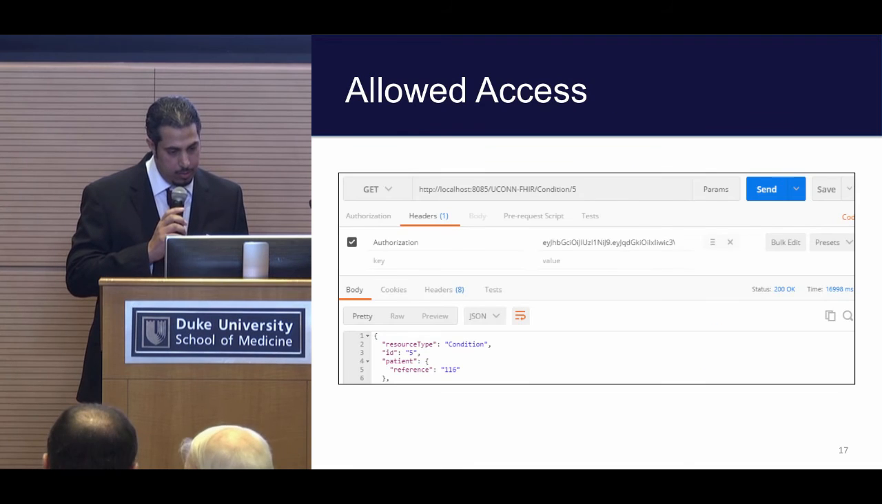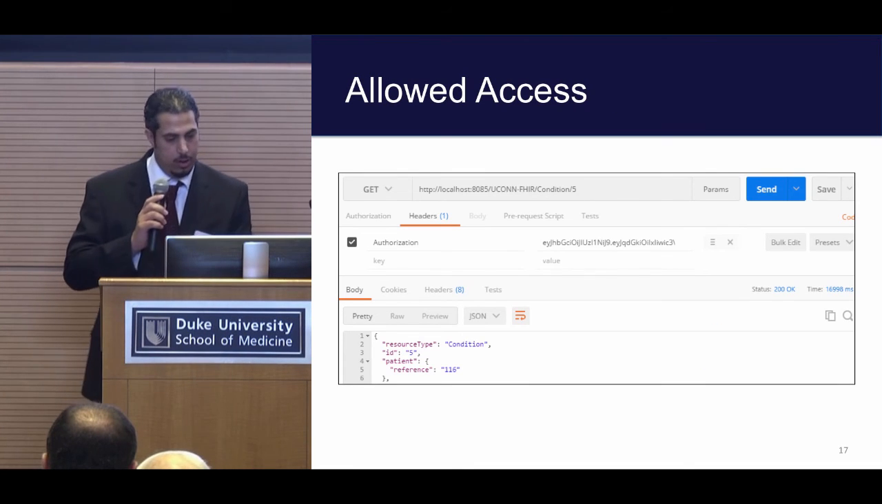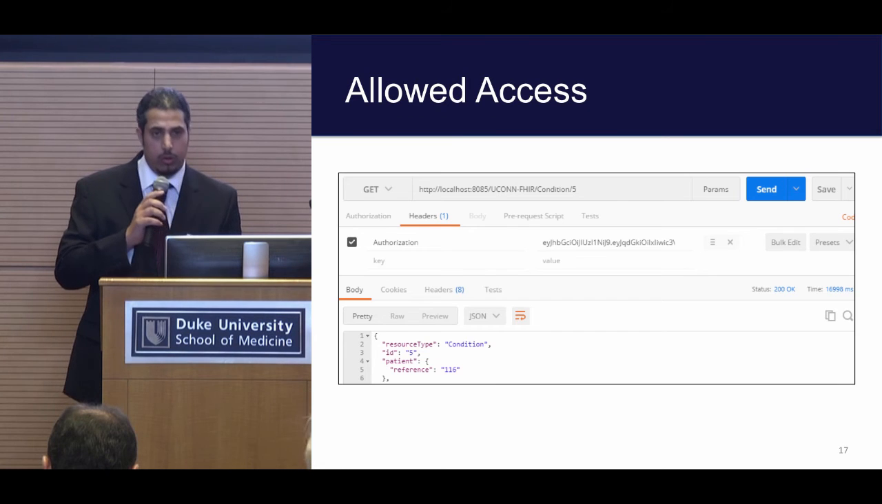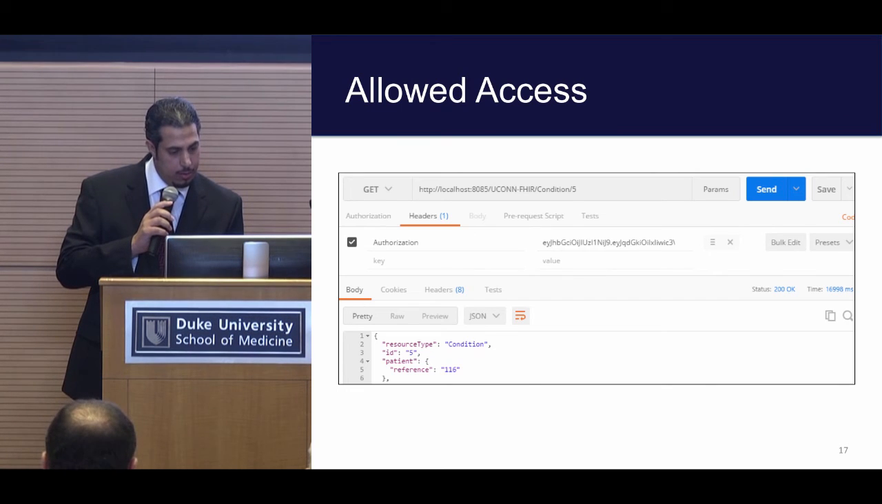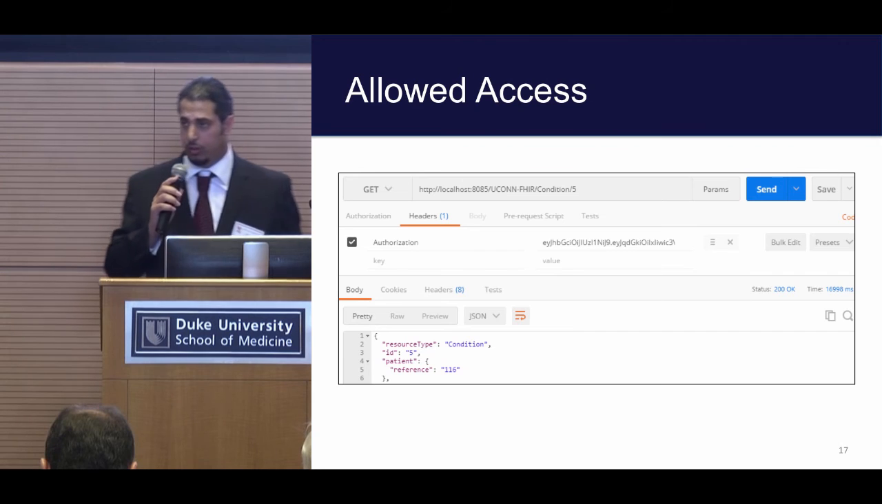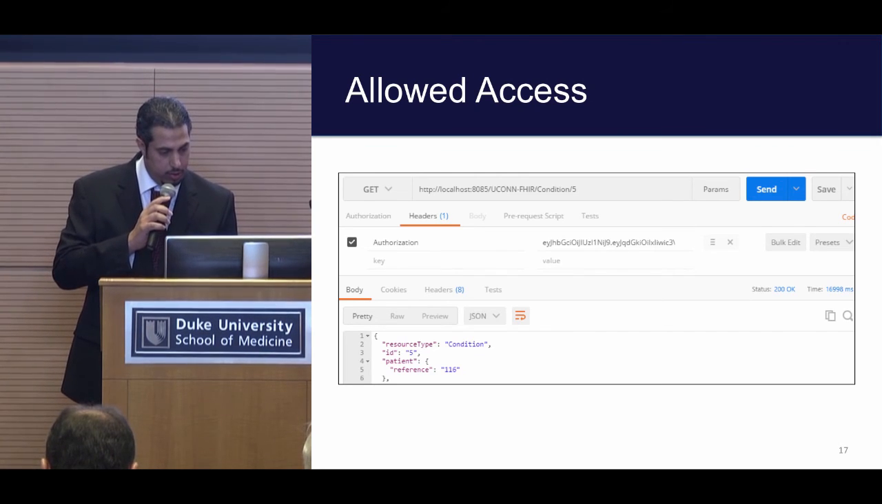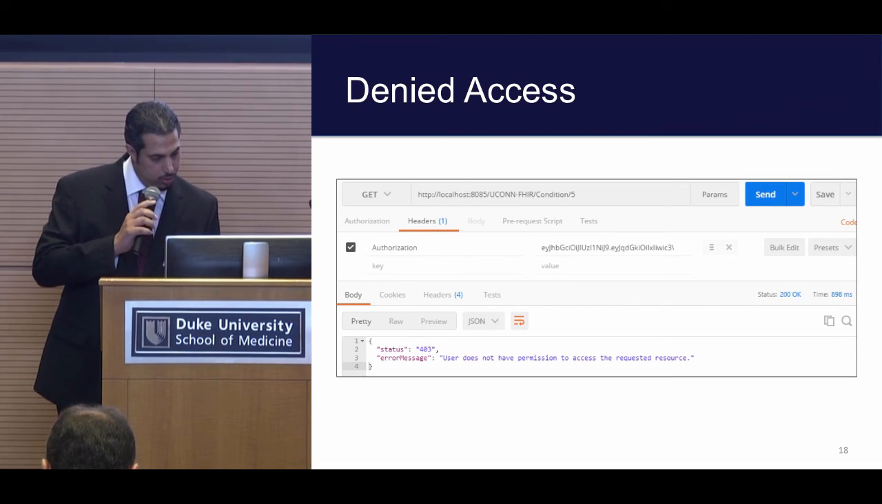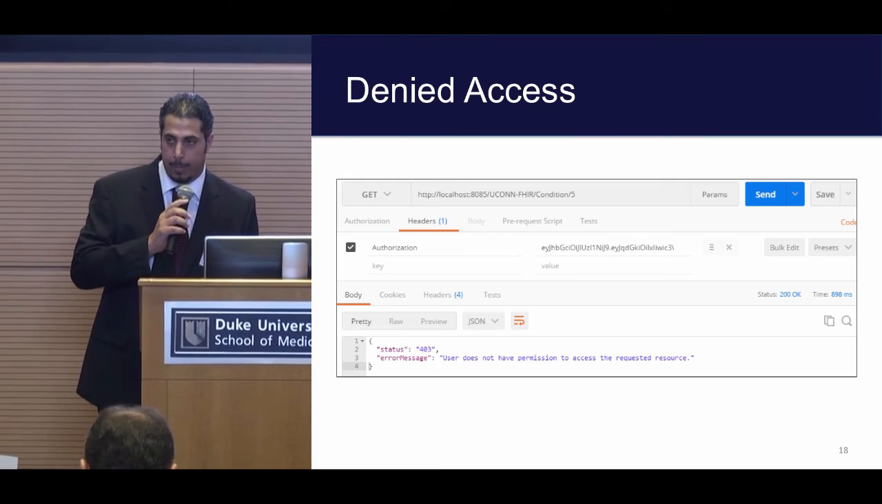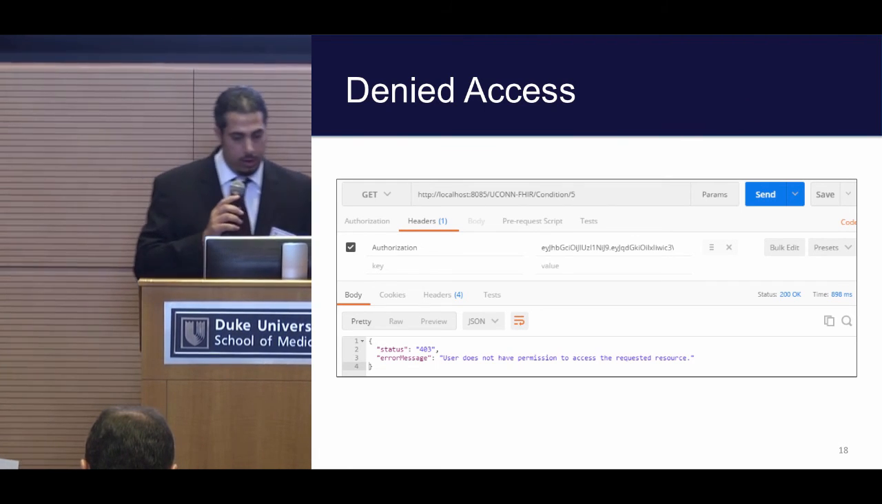So as an example, this is an allowed access. We use the Postman tool to display our work. When you call the condition resource, this user is allowed to access this resource to retrieve the data, the FHIR condition resource with this data. And this is an example of restricted or rejected requests based on the rules.